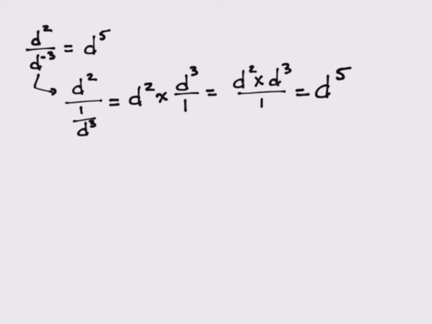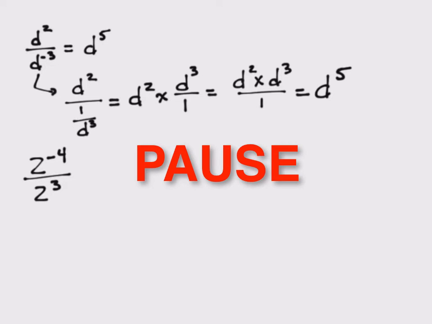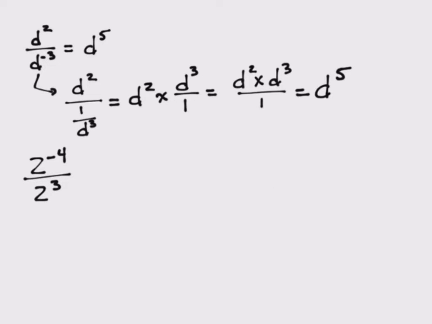All right, let's do another one. How about 2 to the negative fourth over 2 to the third? Why don't you pause the video and take care of it? All right, of course, there are two ways to go about doing this.